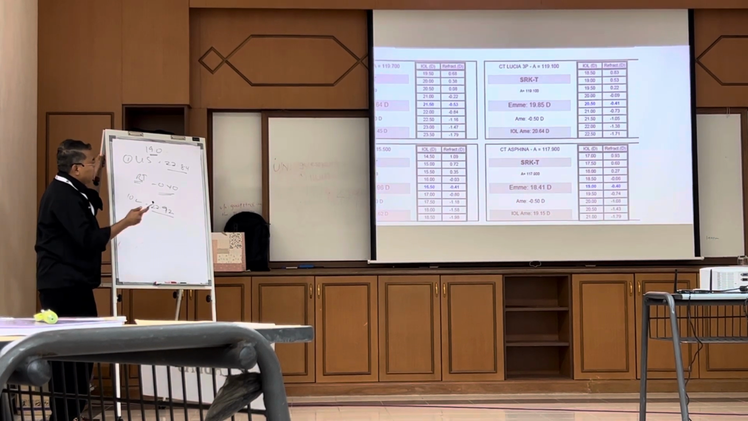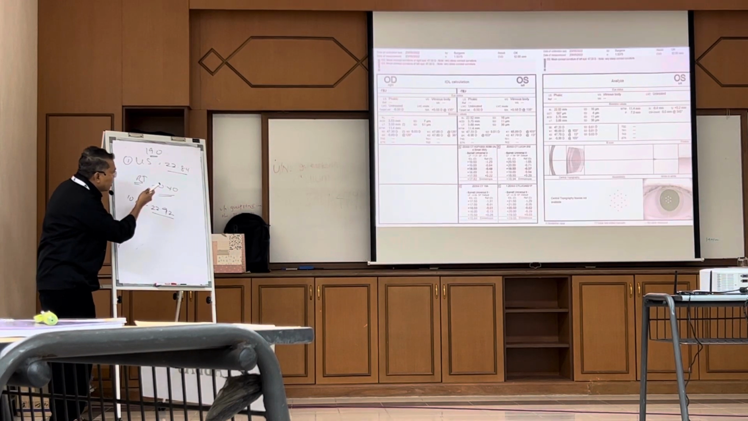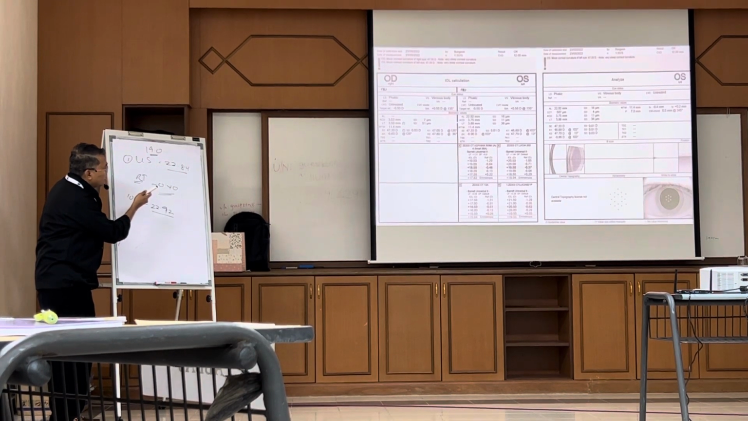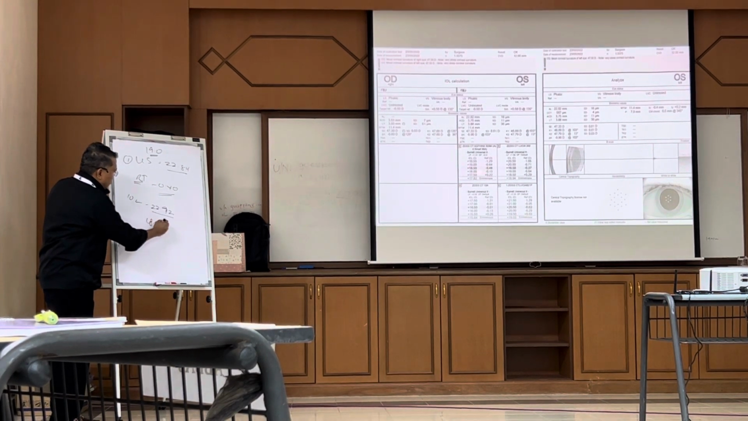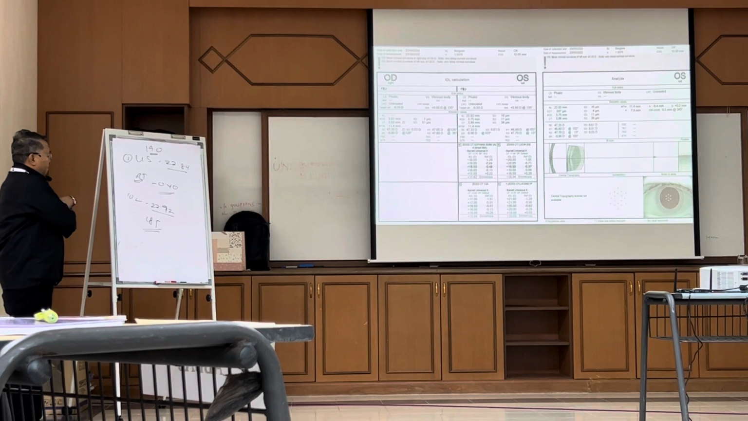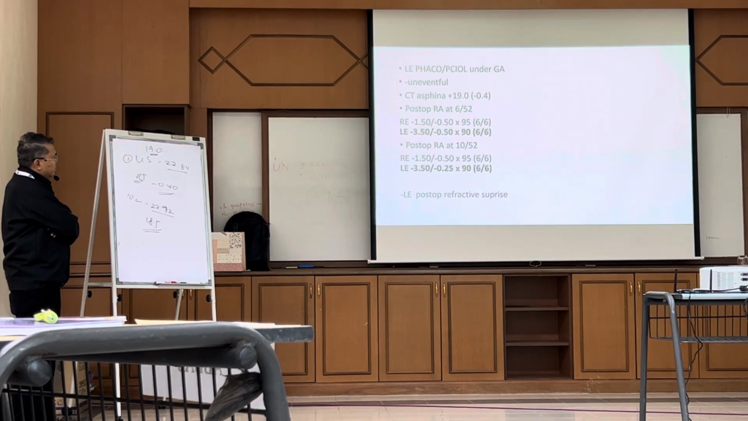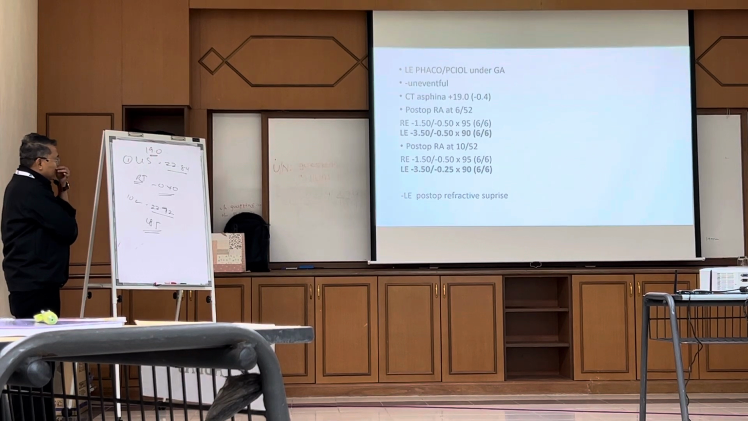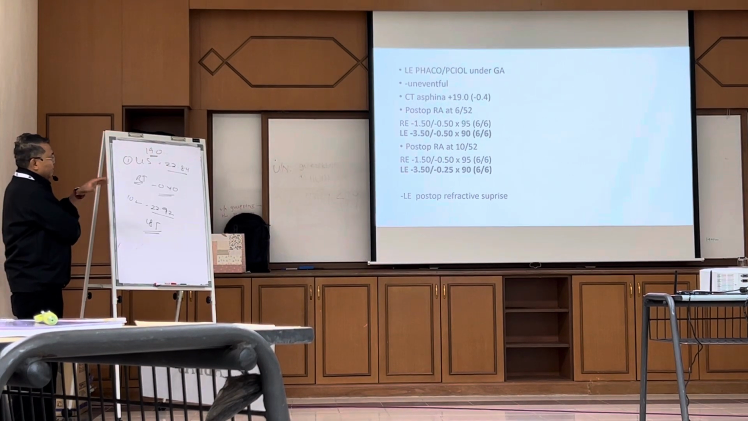So if we took the IOL Master, using SRK/T, is that correct? This one should be Barrett, it's all Barrett's. So Barrett's would say 18.5. If I put in a 19, then it will be -0.84, which is still okay, not so bad. But after all, he got -3.5. The patient did not complain, but it is not the best. So how can we explain this particular result?